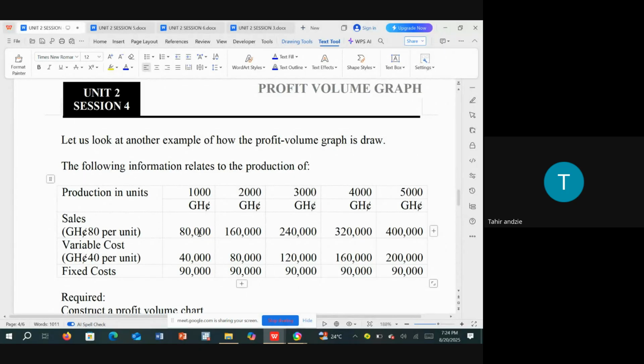800,000, 160,000, 240,000, 420,000, and 400,000. Okay. Selling price is 80 cedis per unit. Then variable cost per unit is 40 cedis. So our variable cost is this total, and our fixed costs are the following, giving us 90,000.